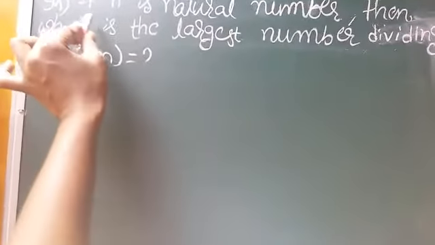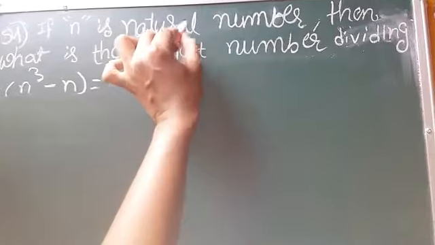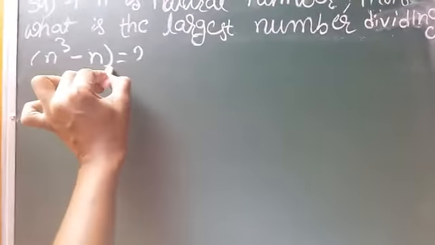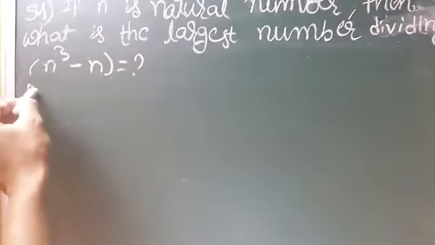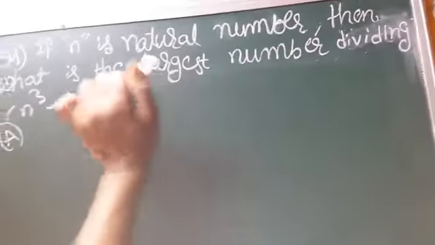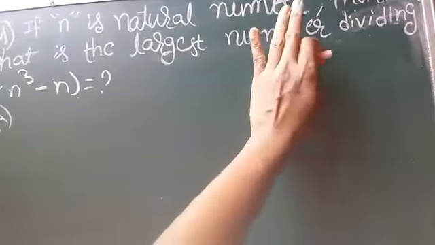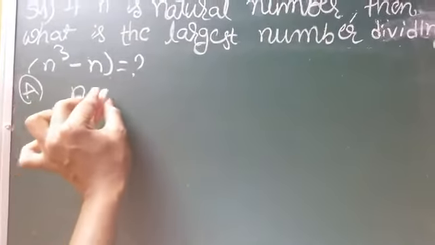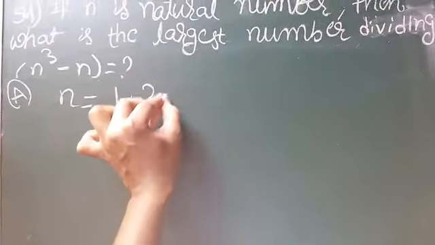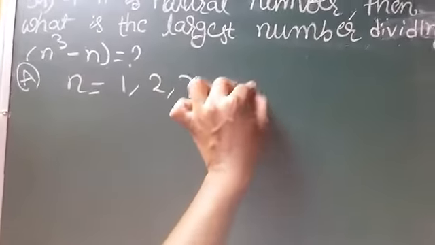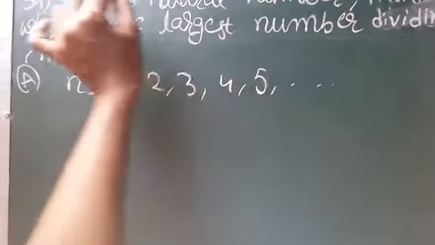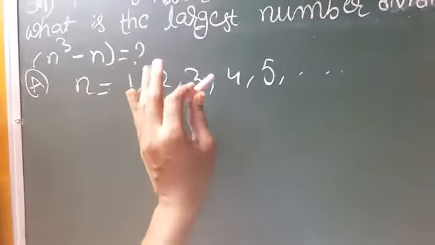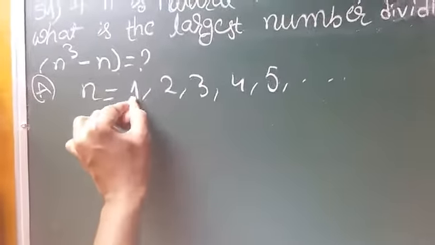See the next question. If n is a natural number, then what is the largest number dividing n³ - n? See the question. If n is a natural number, you know what natural numbers are. Natural numbers start from 1. Whole numbers start from 0. Here they have given that n is a natural number. That means n can be any number starting from 1.